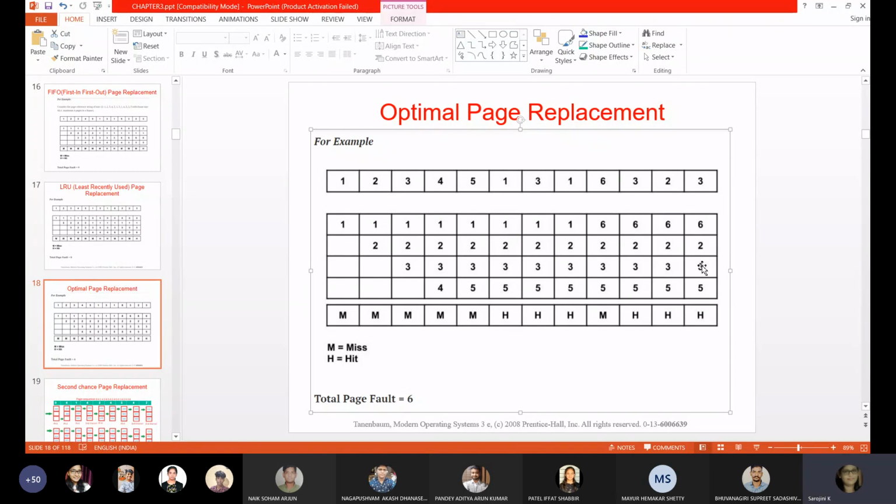Okay, remember, in the optimal page replacement algorithm, we will refer to the future string.